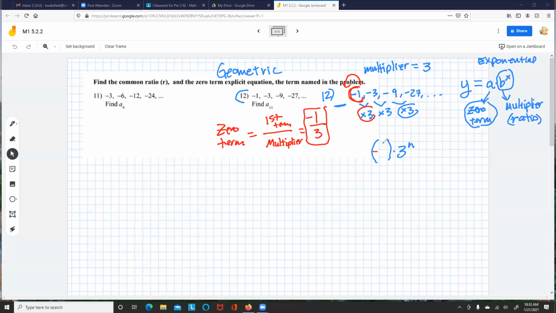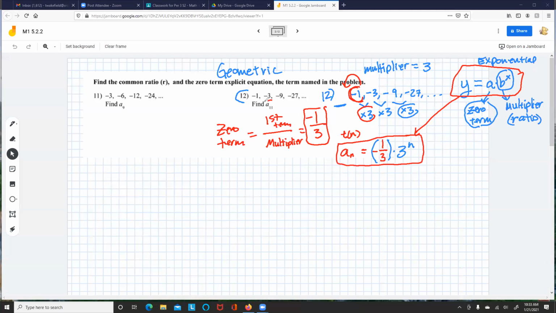So you will get a fraction a lot of times. Not all the time, but a lot of times. So this is our equation. Our a times b to the x power is negative 1/3 times 3 to the n power. This is our multiplier. This is our starting value. And then we have like a sub n, or t of n. But right now we're using a sub n. We can use this equation to find any of the values.